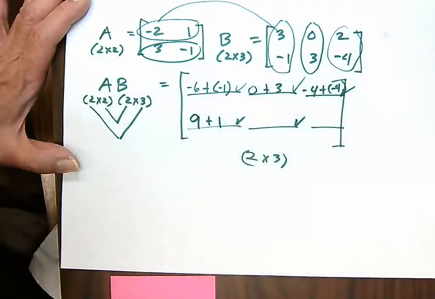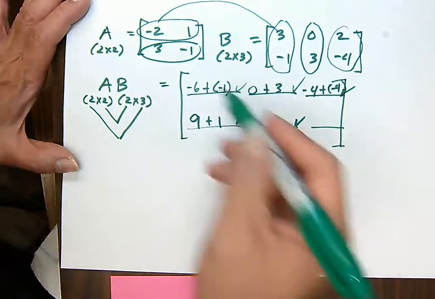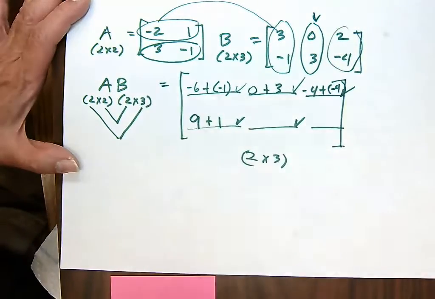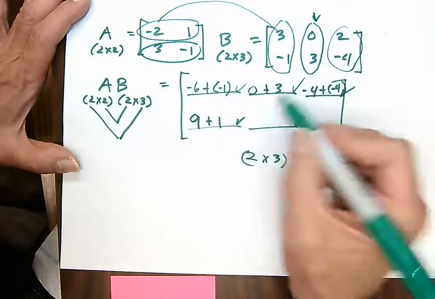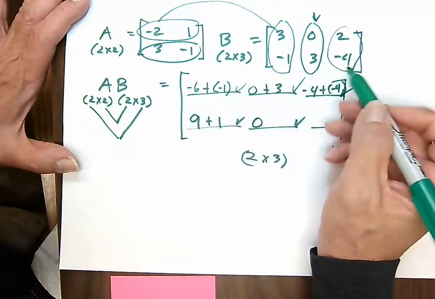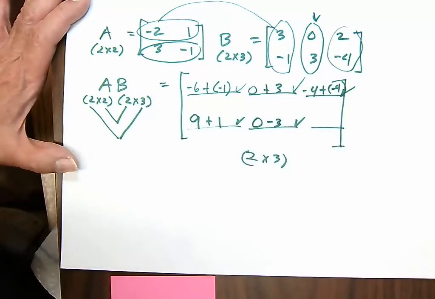Let's go to the element in the second row, second column. How do I find it? Use the second row of the lead matrix and the second column of the lag matrix. So I'm going to go 3 times 0, which is 0, plus a minus 1 times 3, which is a minus 3. So it's going to be plus minus 3. Just call it minus 3, if you will.